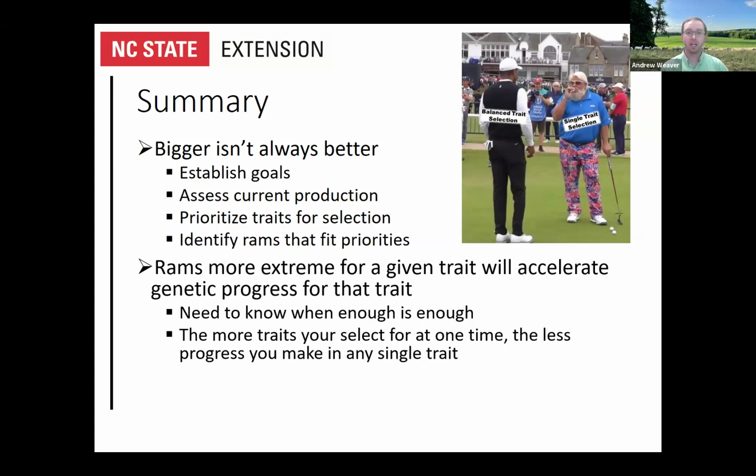But a trait like number of lambs born or number of lambs weaned, that might be a trait we want to optimize, right? We want to find that happy medium. If we maximize a trait like that, we may have way more triplets than what we want.